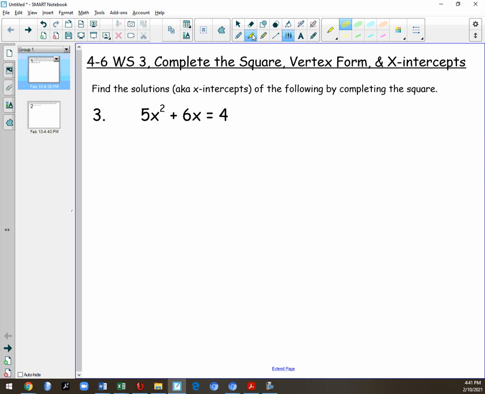So step 1, take your constant term over to the other side. It already is. Step 2, your leading coefficient must be 1, so it's not. So we're going to pull that out by factoring. If I factor out a 5, I'm doing this by division. 5 divided by 5 is 1x squared. 6 divided by 5 is 6/5 x is equal to 4.